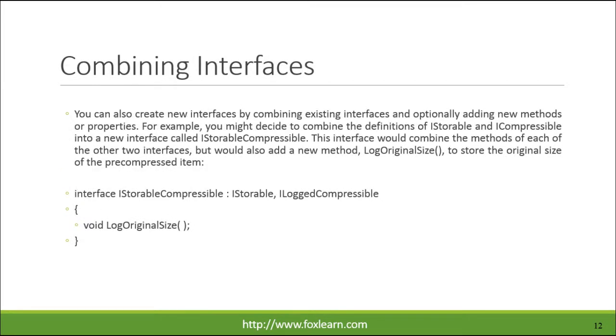You can also create new interfaces by combining existing interfaces and optionally adding new methods or properties. For example, you might decide to combine the definitions of Storable and ICompressible into a new interface called StorableCompressible. This interface would combine the methods of each of the other two interfaces, but would also add a new method, LogOriginalSize, to store the original size of the precompressed item.